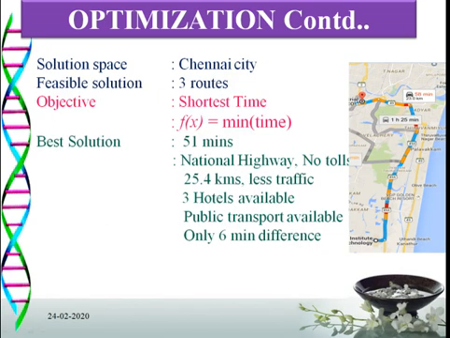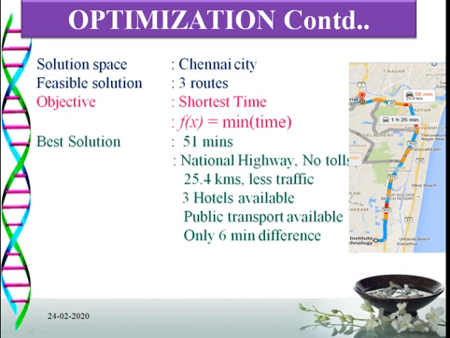Now, in the same example, what will the GA, or the optimization, do? It will create a solution space. Solution space is nothing but Chennai city, because the two places I selected are in Chennai, so the solution should be in Chennai only. Google usually gives three routes to the user: one on the shortest time, another on the shortest distance, another without traffic, like that. Now my objective is to travel in the shortest time, so my objective function f of x is the minimization of the travel time.